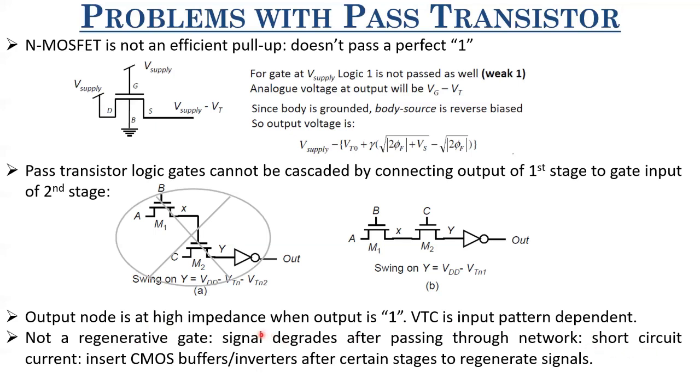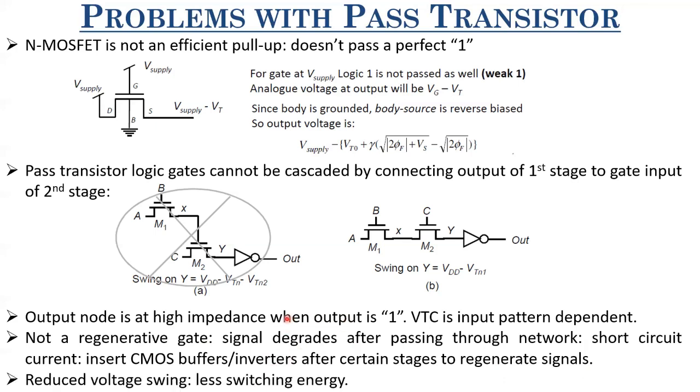And what can we do to mitigate it? Let us insert CMOS buffers or inverters after some stages, so that we can regenerate signals. Although inserting CMOS buffers and inverters increases the delay, at the same time it reduces the power, because now you have regenerated the signals and short circuit power dissipation is reduced significantly, right? So there will be trade-offs always.